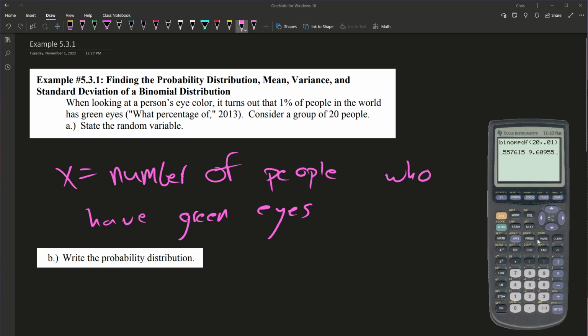Now, if we want this list to be more usable for us, we can hit the STO button in order to store this list into one of our lists that we can look at in stat edit and do stuff with. So we're going to hit STO, then second, and then L1, and then enter. And now this probability distribution should be stored in L1.